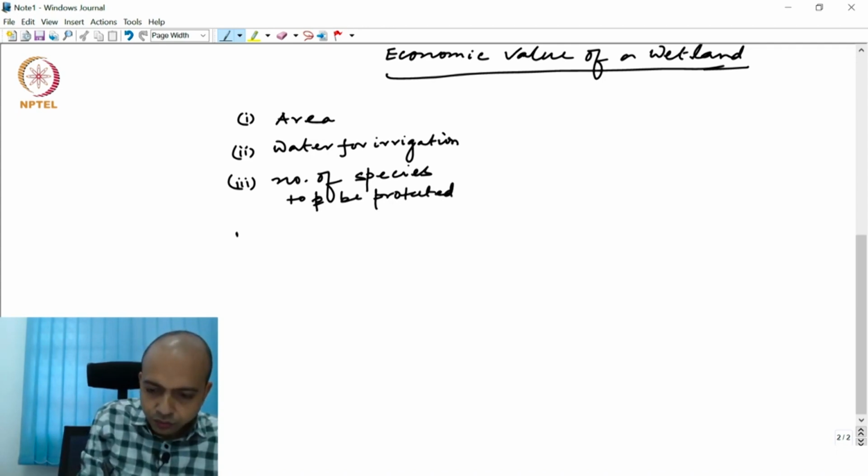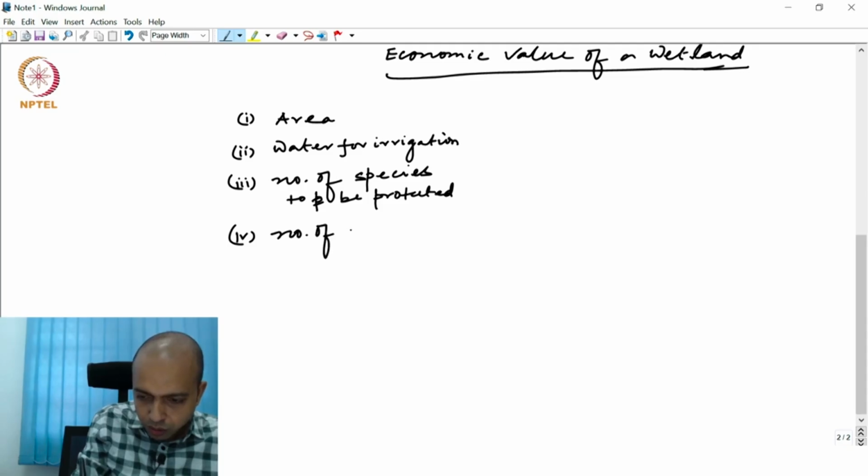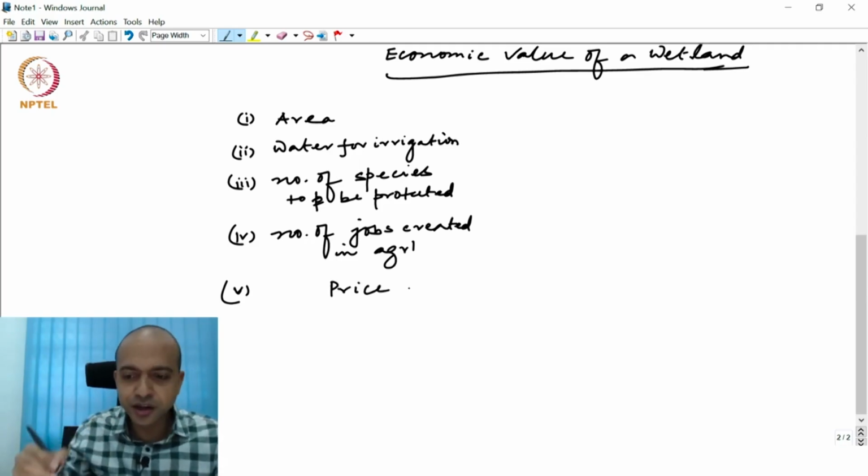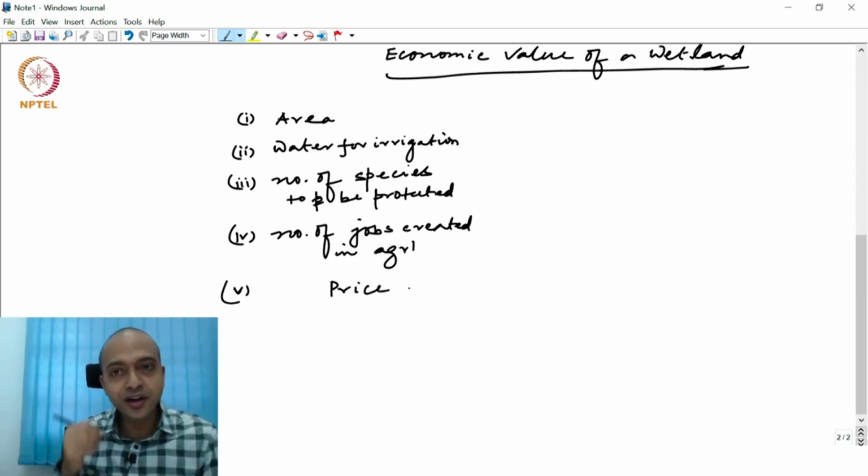And then the fourth attribute is number of jobs created in agriculture. And the last attribute would always be the price. What is the price that we are asking the respondents to pay? So these are the 5 attributes.